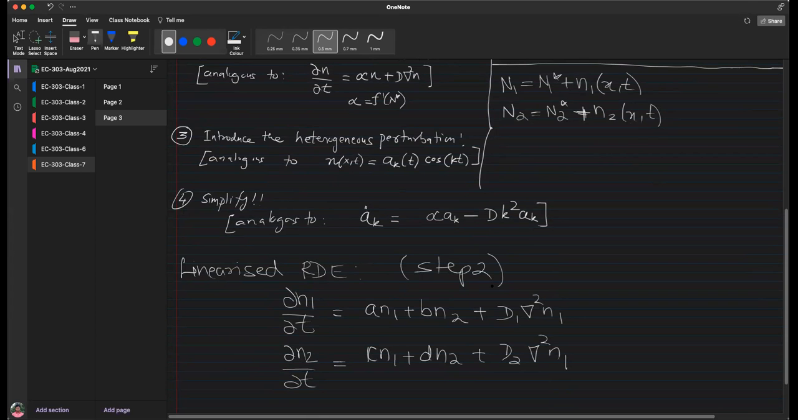So is it N2 in the second step, diffusion? Yeah, absolutely. Yes, yes. Thank you.